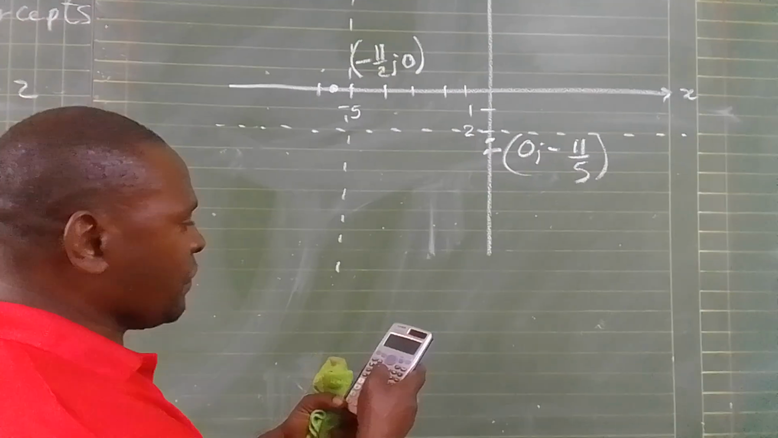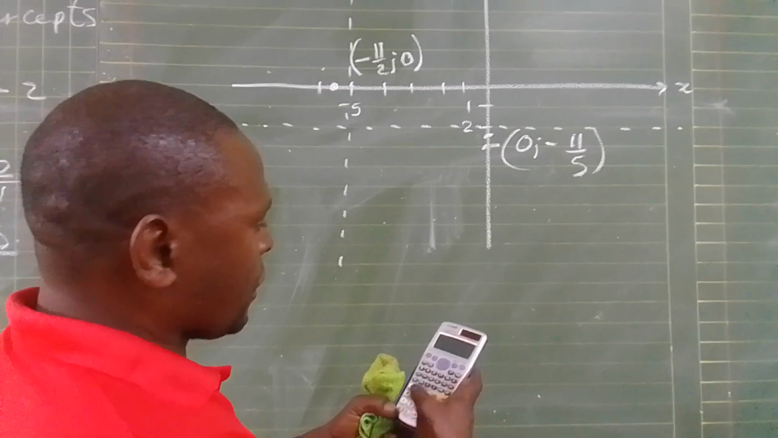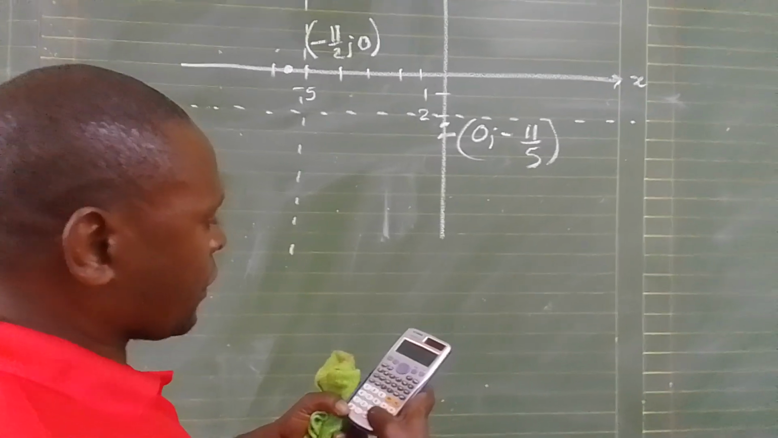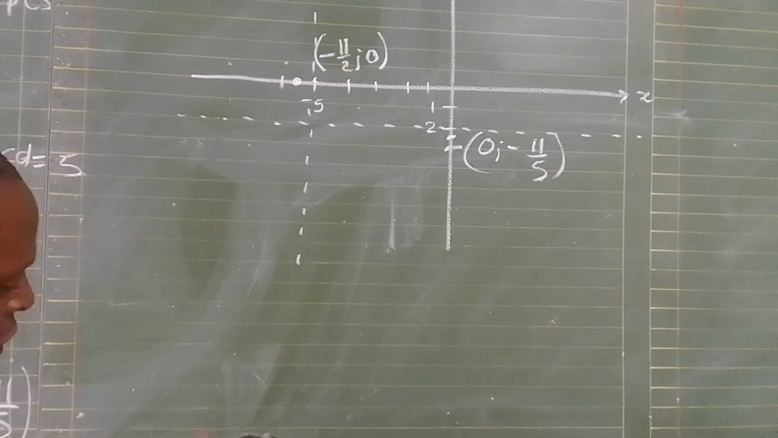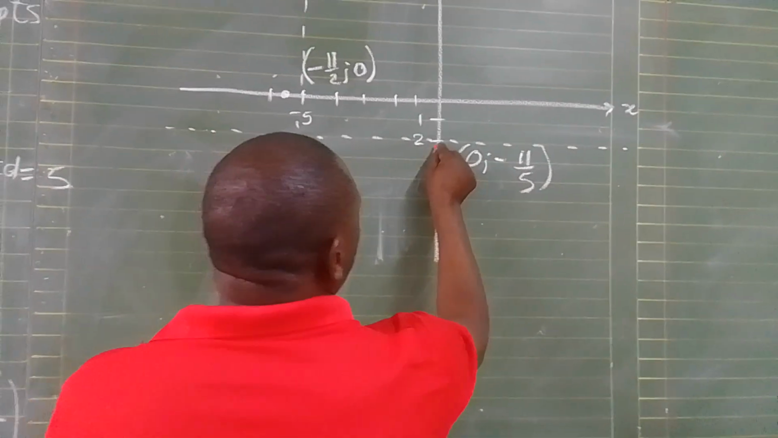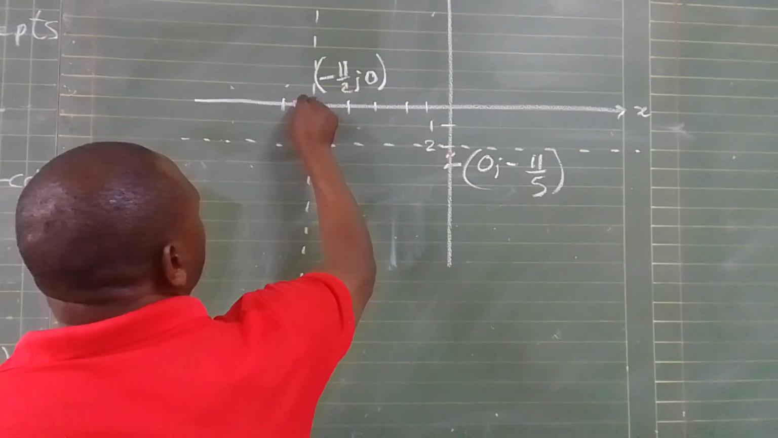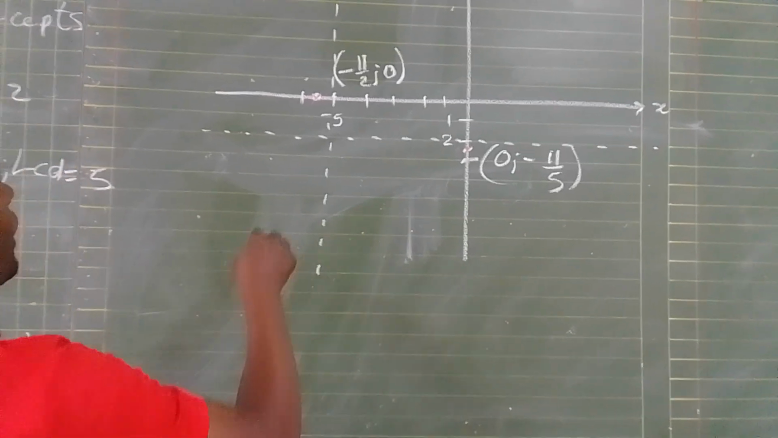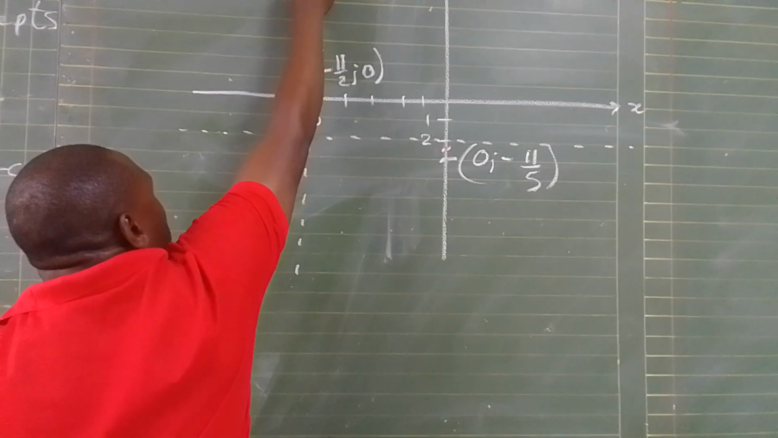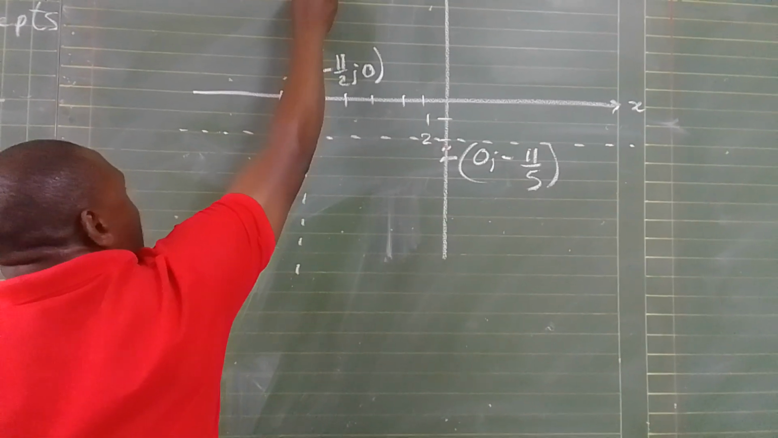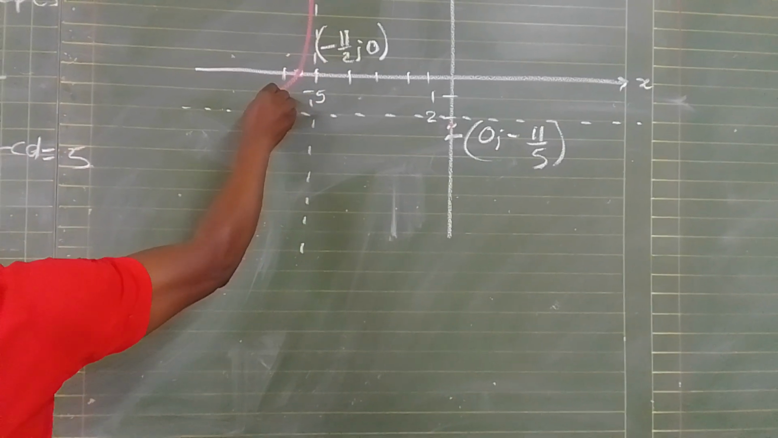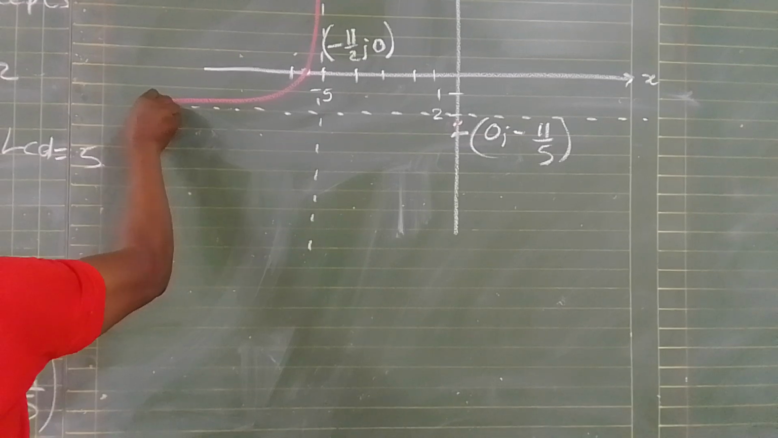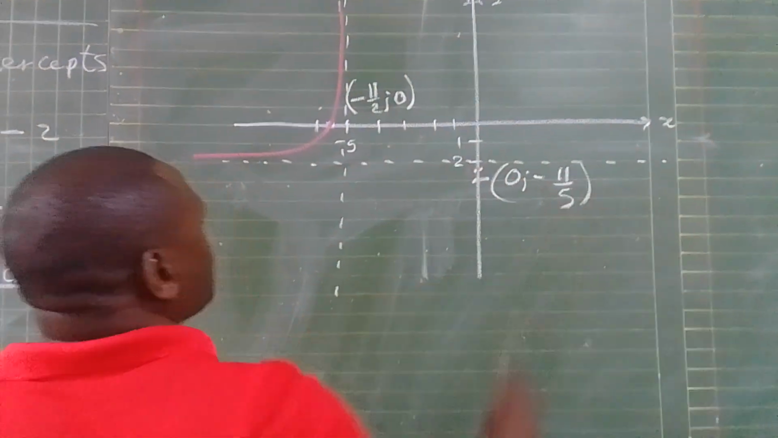It's 2.5, 11 over 5. It's 2.2. Okay, it's all the same. Now our graph goes like this. It comes all the way. It touches that point and it does not touch the horizontal asymptote.